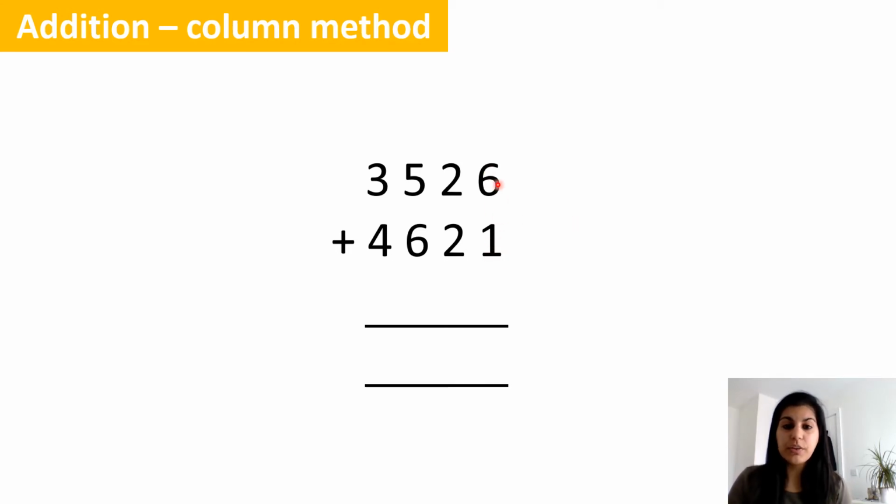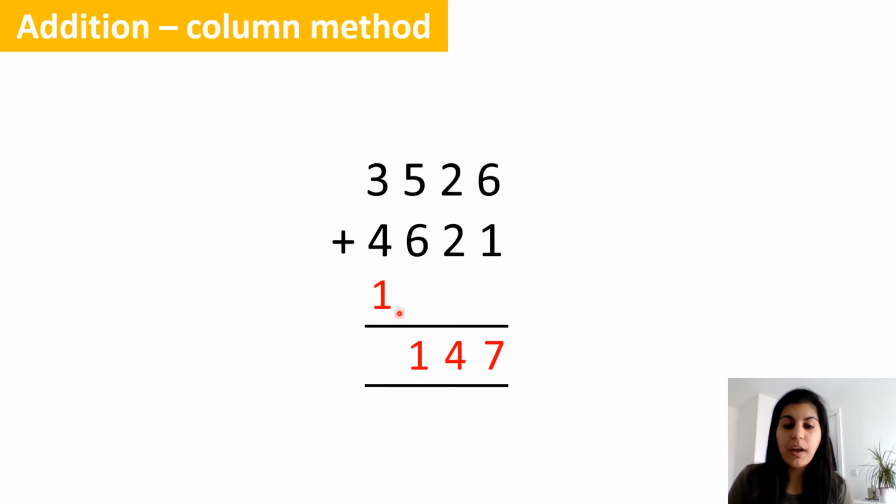So my first one that I do is 6 plus 1, and I know 6 plus 1 is 7. I can then move on to my tens column to do 2 plus 2, which I know is 4. My hundreds column, I've got 5 plus 6, and I know 5 plus 6 is 11. So this is where I'd need to do a little bit of regrouping. So I put down my 1 over there, and my 10 gets carried to the next column. So that's where I use that space to put over any numbers that I need to regroup.